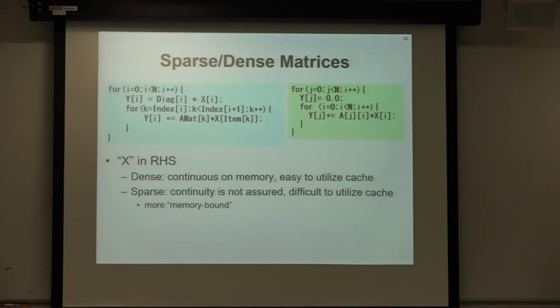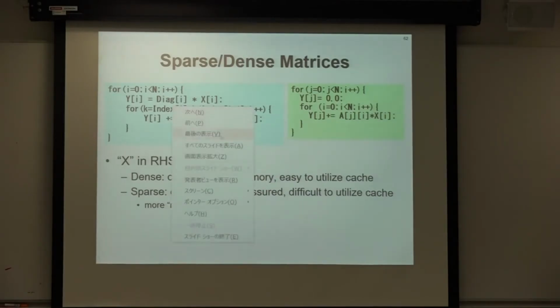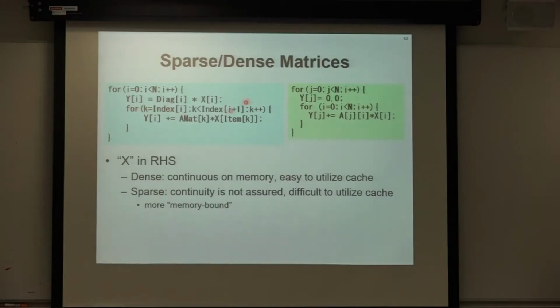So this is a comparison between sparse and dense matrix. This is a sparse matrix-vector multiplication using CRS format, and this one is the dense matrix. In this case, the loop is very simple, just double nested loops. If you look at the x vector on the right-hand side, we have the x vector here and the x vector here.